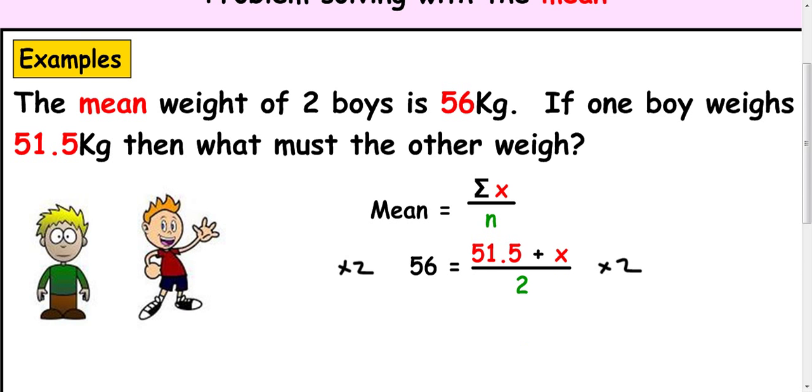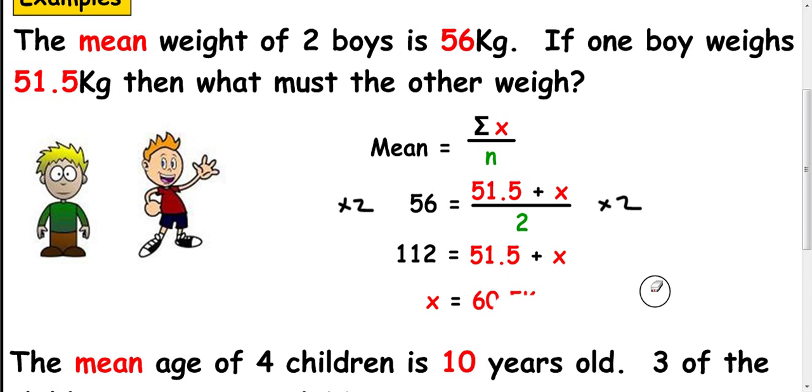So what happens here is, if we multiply this side by 2, the 2's just cancel. We're dividing by 2 and timesing by 2, so that just leaves us with the top line. And on the other side, we're doubling 56, and that's 112. So now it's really quite simple. If you just do a takeaway sum, if you do 112 take away 51.5, you're going to get your answer, and that's 60.5 kilograms.